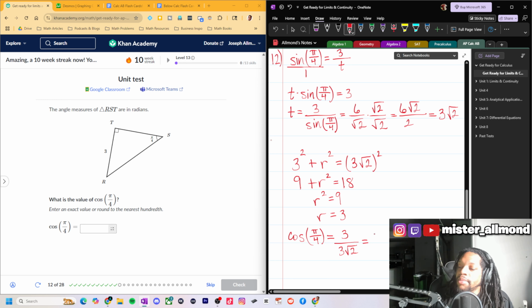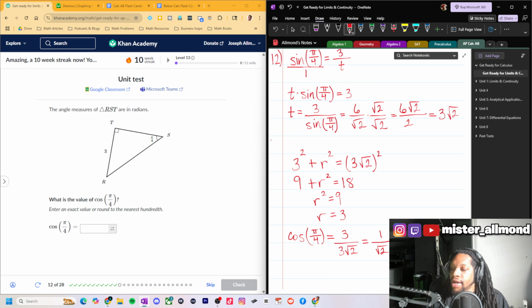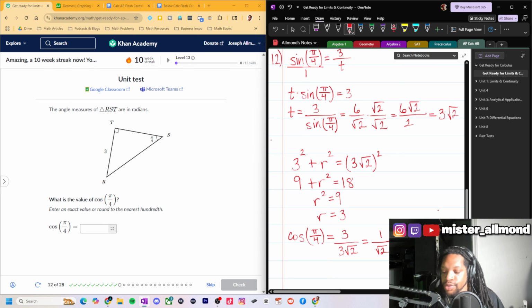So if I cancel out my 3's, I get a 1 on top, not a 0, and a root 2 on bottom. And then since we don't like radicals in the denominator, I can rationalize my denominator like so to get a square root of 2 on top and a 2 on bottom, which is exactly what we anticipated. Square root of 2 over 2.